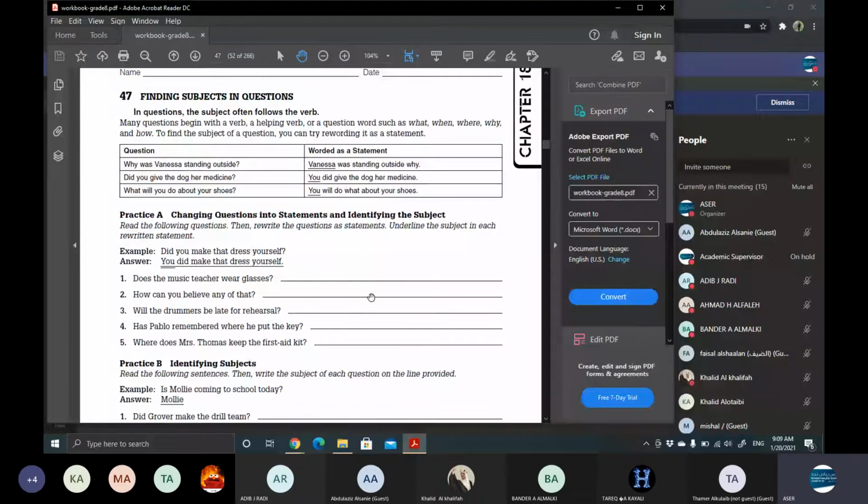in question, the subject often follows the verb, not like the statement. The verb follows the subject. Many questions begin with a verb, a helping verb, or a question word such as what, when, where, why, and how. In order to find the subject of a question, you can try rewording it as a statement. So meaning that if you have a question, I'll turn it into a statement or a sentence so that you can find the subject easily. Examples.